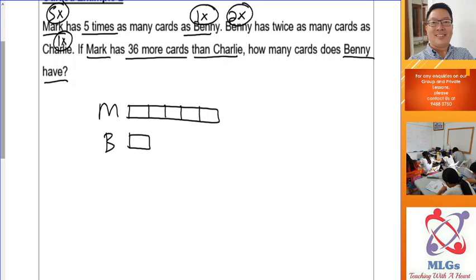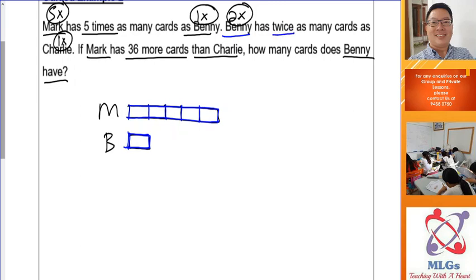Benny has twice as many cards as Charlie. If you look at Benny's rectangle, which is this rectangle, okay, this is Mark, and Mark has 5 times. And if you look at Benny's rectangle, which is this shorter rectangle, it has only 1 box. Okay, 1 box for Benny. And if you look at the next sentence, Benny has twice.